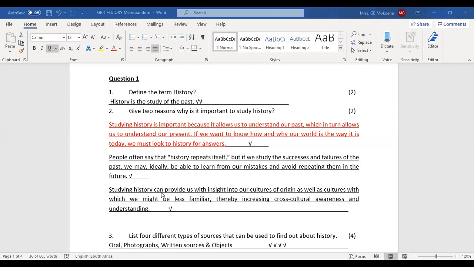Okay, they are also correct as well. They are also correct. But wait, let me explain number 2 now.